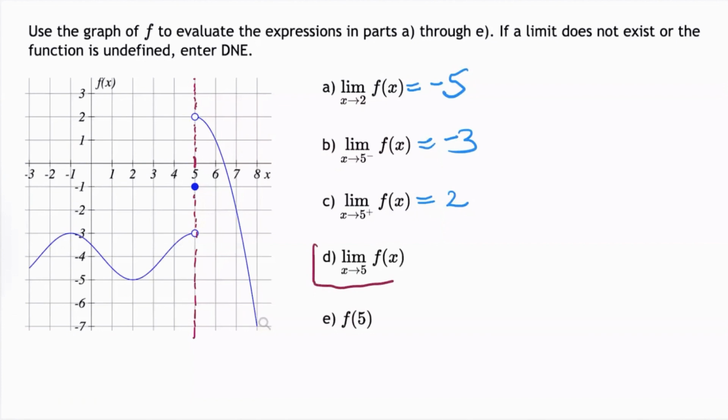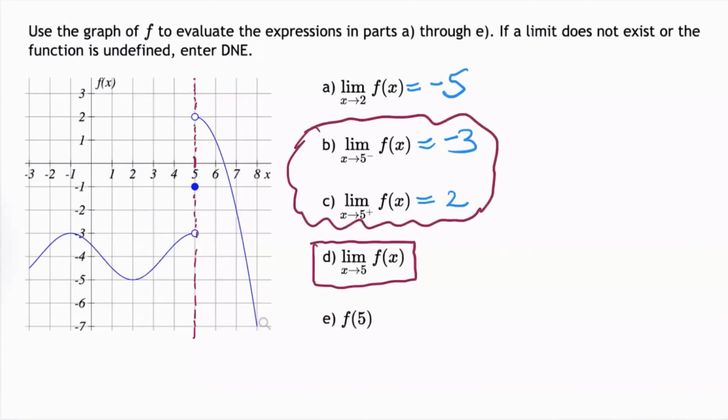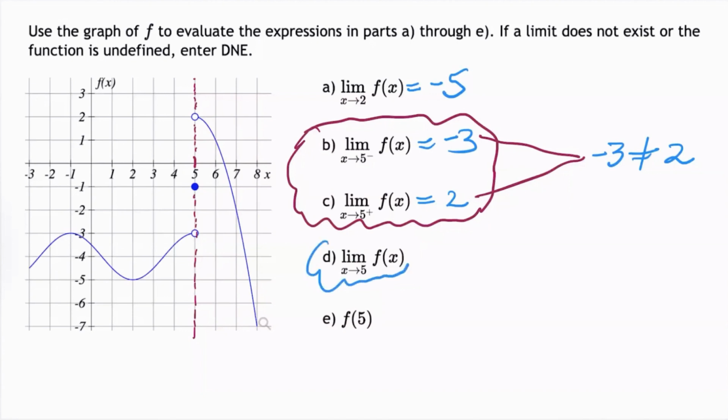So in part D, we need to evaluate the two-sided limit of f of x as x approaches 5. This limit exists if and only if each of the one-sided limits is equal to the same value, but they're not, because the limit from the left side of 5 is equal to -3, and the limit from the right side of 5 is equal to 2. And since the two one-sided limits are not equal to each other, the limit as x approaches 5 does not exist.